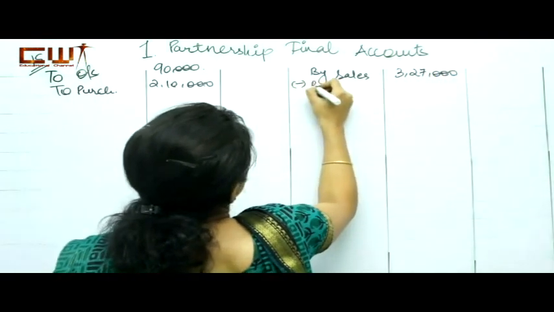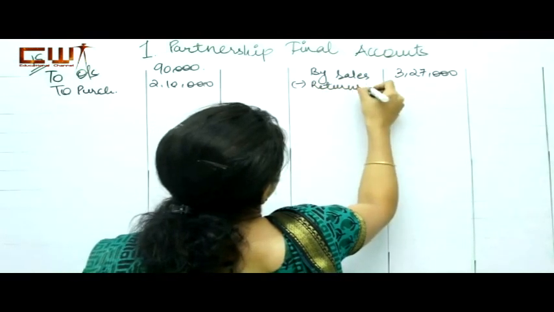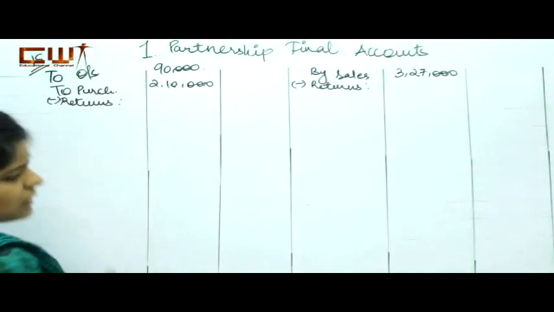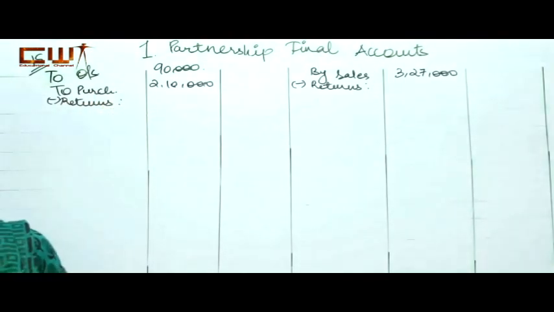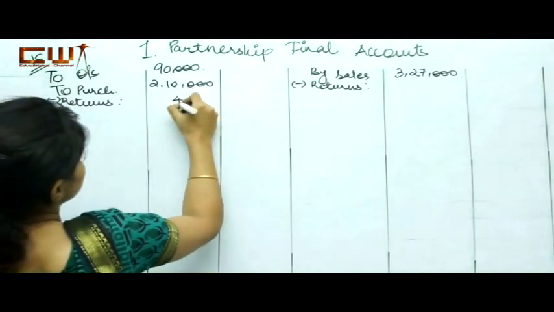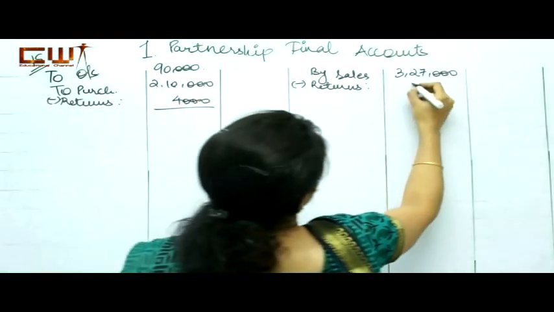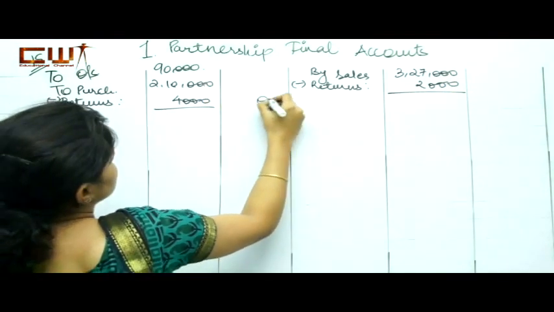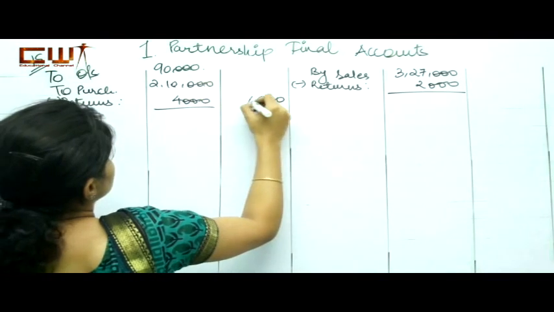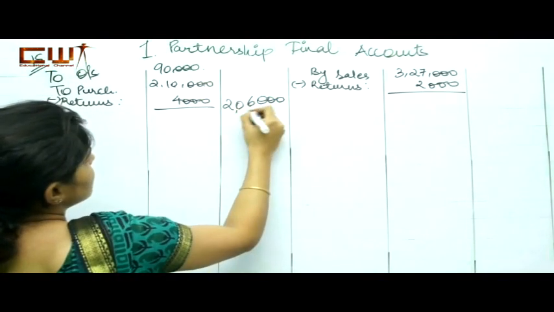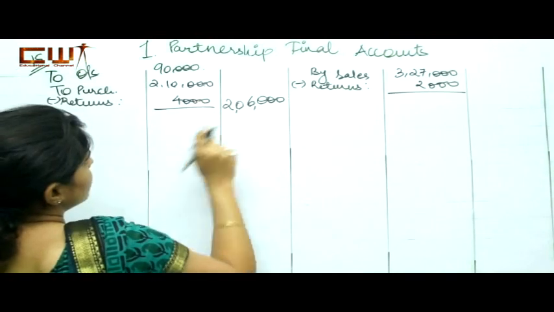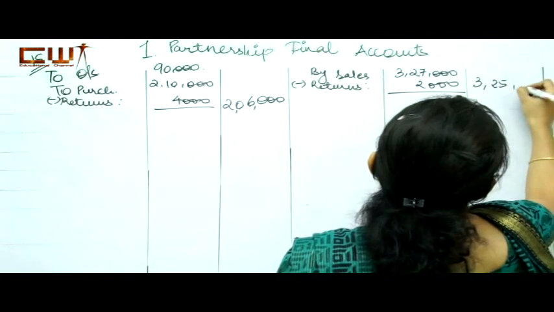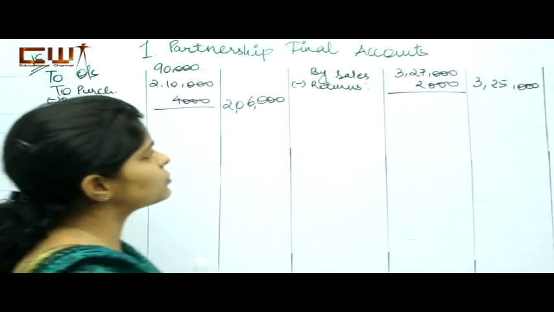3,27,000 less returns. So whatever given on the debit side will come here. Whatever given on the credit side will be subtracted from purchases. So returns you have how much? 2,000 and 4,000. So 4,000 will be subtracted here and 2,000 will be subtracted from sales. So this will be how much? 2,06,000. 2,10,000 minus 4,000 will give you 2,06,000, and this will give you 3,25,000. Alright, so sales is clear.